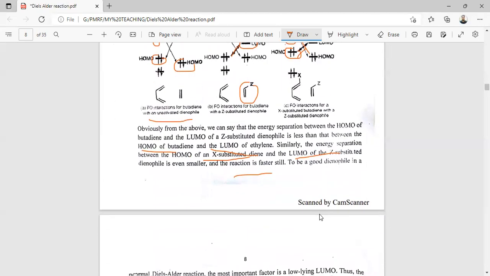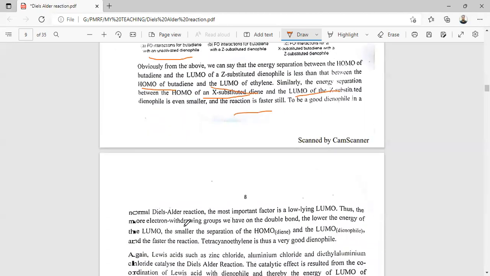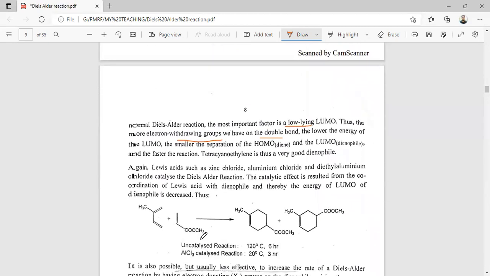So to be a good dienophile in the normal Diels-Alder reaction, the most important factor is a low lying LUMO. Thus, the more electron withdrawing groups we have on the double bond, the lower the energy of the LUMO, the smaller the separation between the HOMO of the diene and the LUMO of the dienophile, and the faster the reaction. So the more electron withdrawing substitution on the dienophile, the higher the reaction rate.